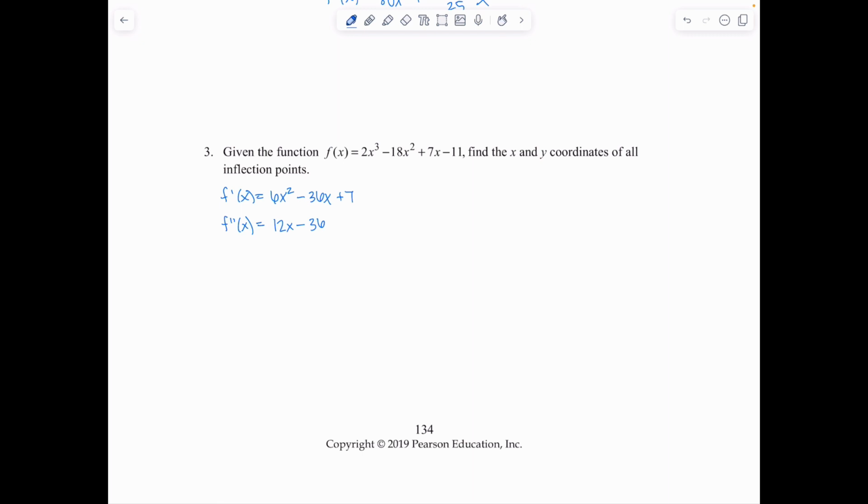Now our inflection points are going to be where that second derivative is equal to 0. So we're going to take our second derivative, set it equal to 0, and see where those inflection points are. So we have 0 equals 12x minus 36. 12x equals 36, so x equals 3 if we divide.